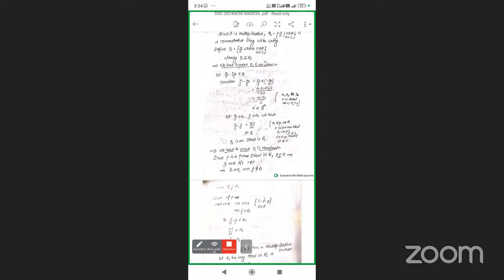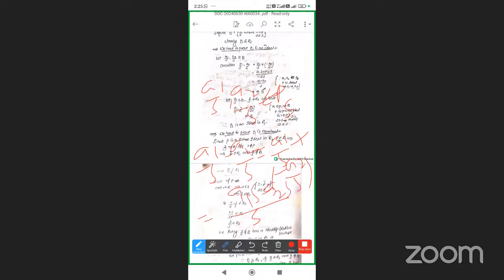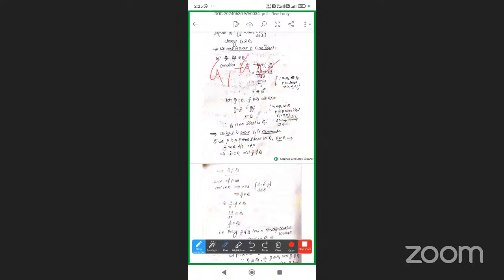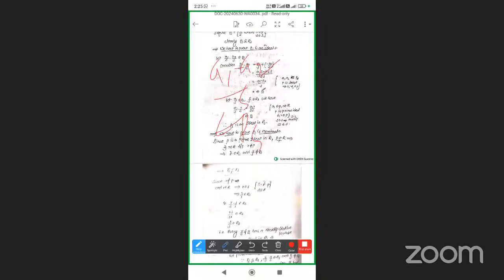We prove PS is an ideal. PS is an ideal means: if A1 by S and A2 by S belong to PS, consider A1 by S minus A2 by S, which is A1 by S plus minus A2 by S. Simplifying, this is A1 minus A2 by S, so it belongs to PS.